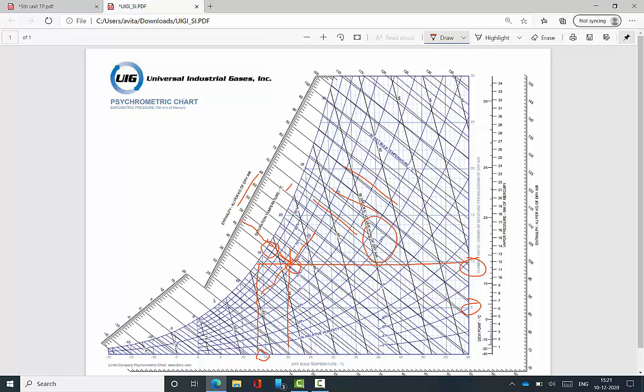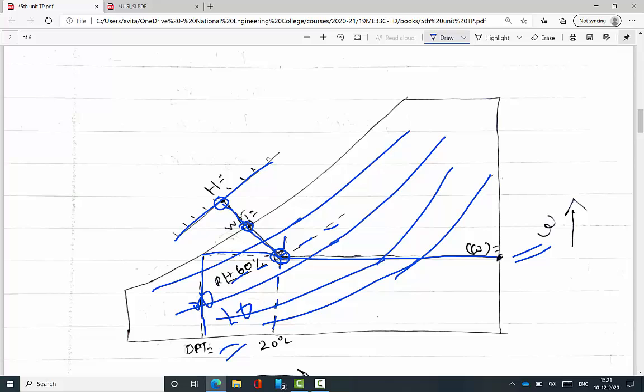from the fifth unit. Furthermore, we have two more problems in that unit, which will be discussed tomorrow. Okay, thank you.